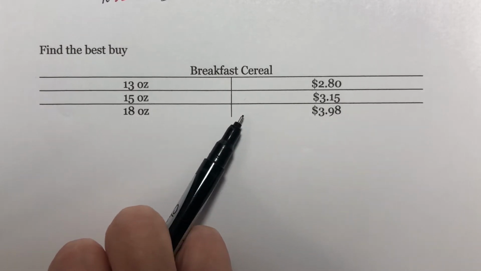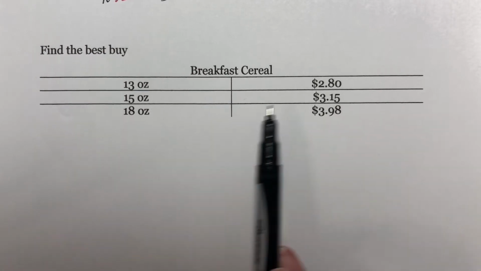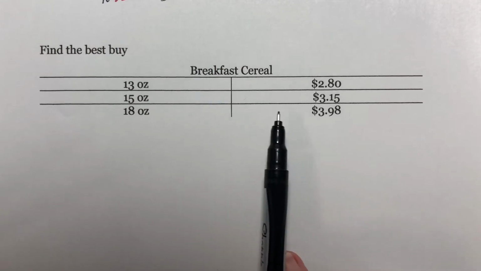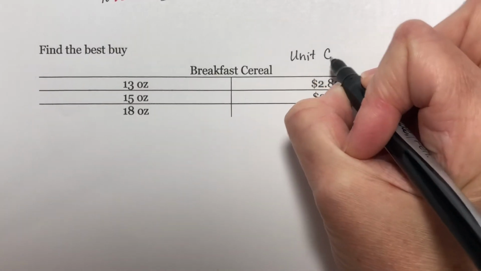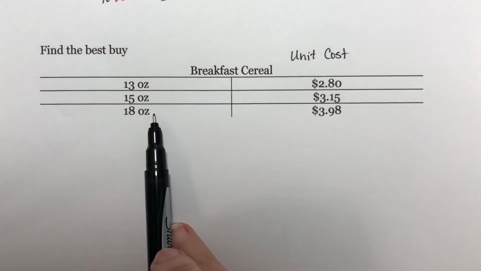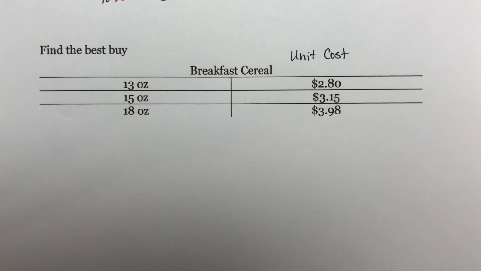What we're going to do right now is compare breakfast cereal. We have 3 different sizes available at 3 different prices. We want the most cereal for our money, right? So we're going to find what we call the unit cost. We're going to find out how much we are spending for each ounce. And then if we know that, we can figure out which one is the best buy. Whichever one we're paying the least amount per ounce, that's the one we want to get.